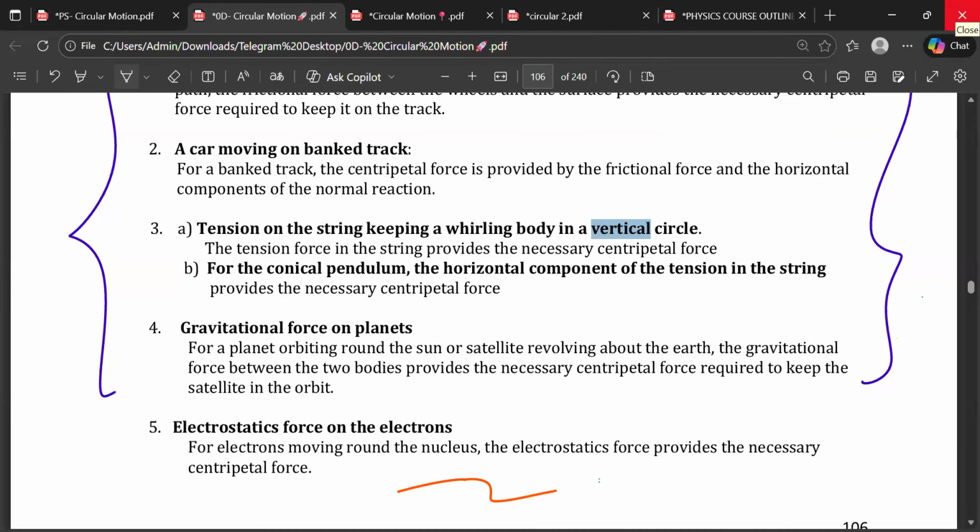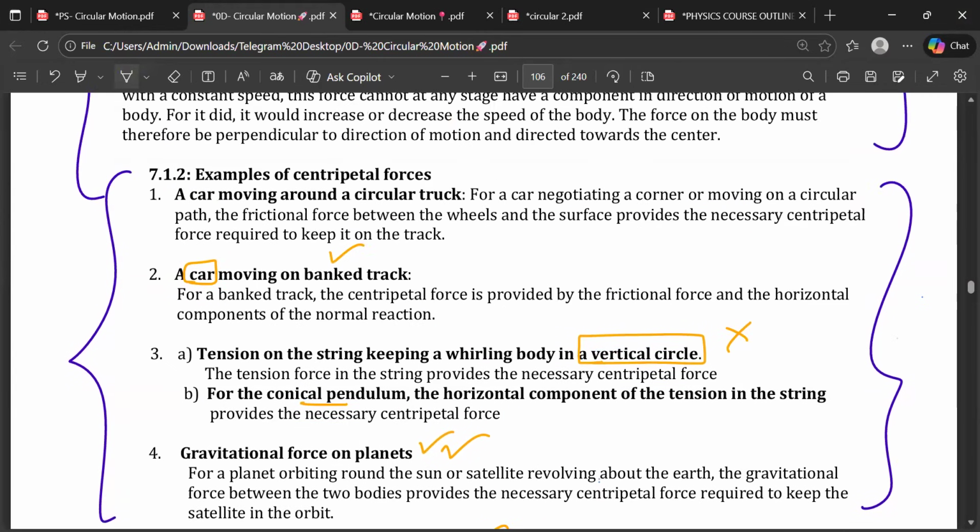I think you can. So this was talked about: the gravitational force on planets, the electrostatic force on electrons. Don't ignore examples to do with the vertical circle, conical pendulum, we shall see that. A moving car, we saw that. So all these, we try to do something about them. You can also see a car moving around a circular track. You can see the friction force that I told you about that provides the necessary centripetal force. So if you've been listening to me, when you read this, you'll understand.